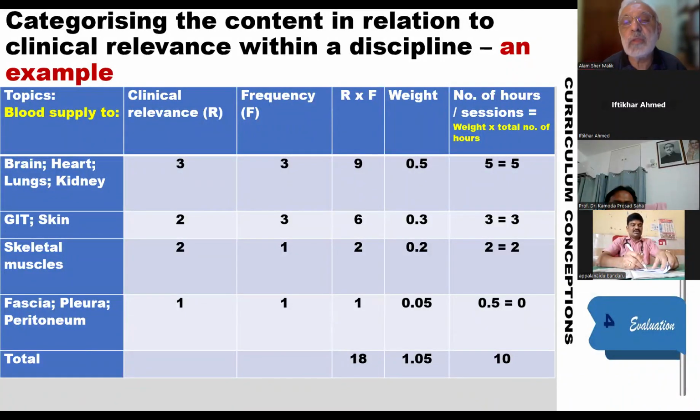And that's how we can identify the content and the weightage, and we can distribute the time available to us for teaching on those topics. And in this process, when we are calculating the weightage, some topics would be eliminated because they would not be relevant. In this way, we can pick up the most relevant areas which should be taught in the medical school.